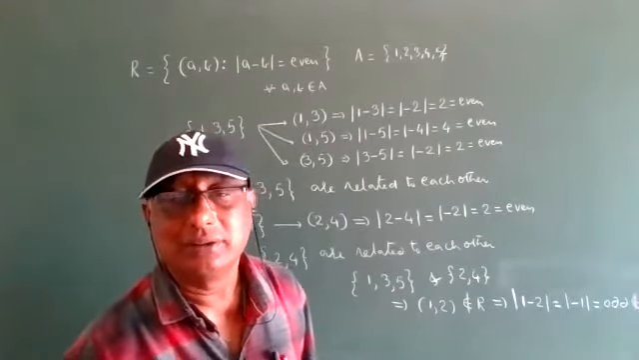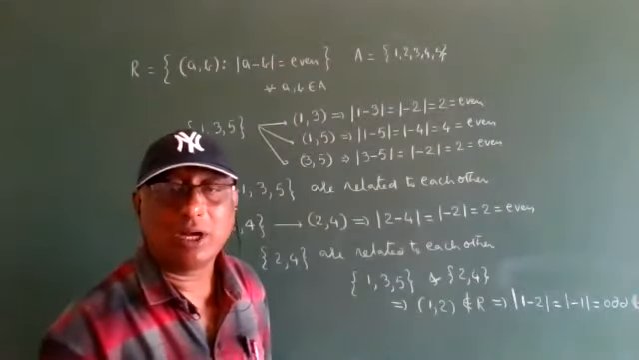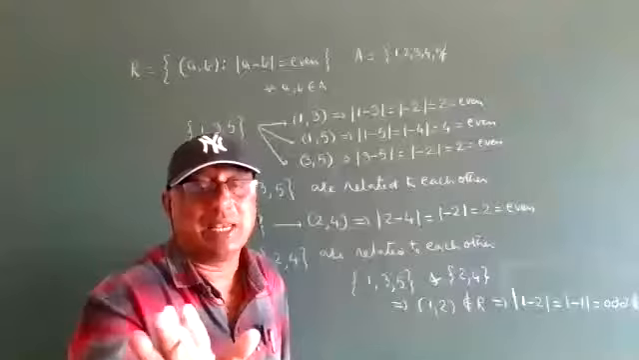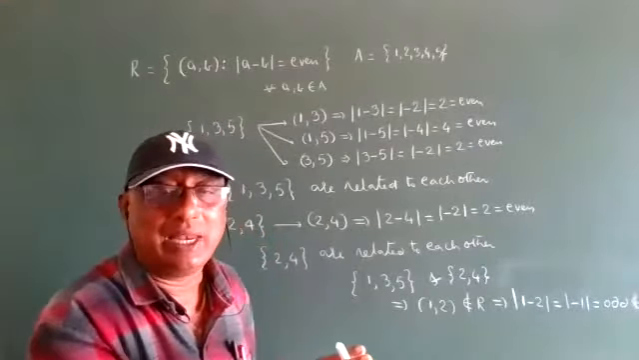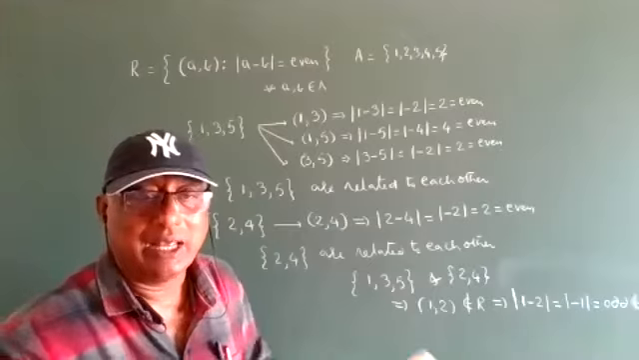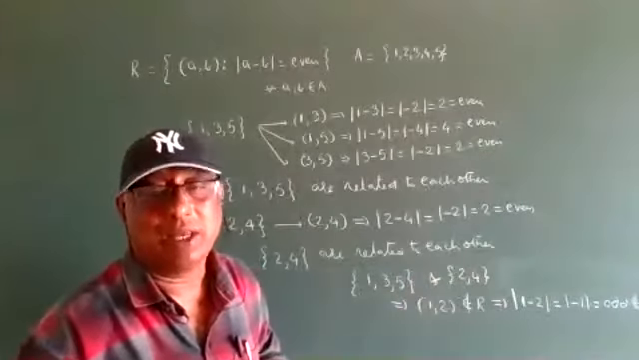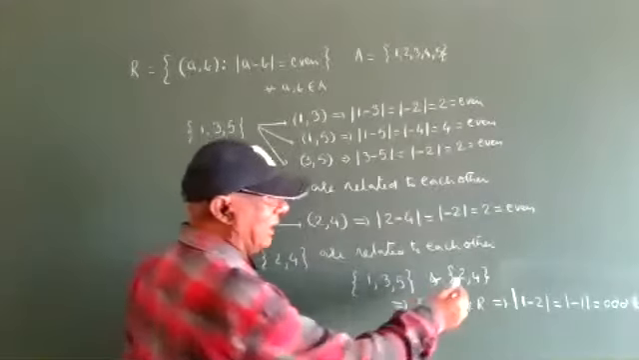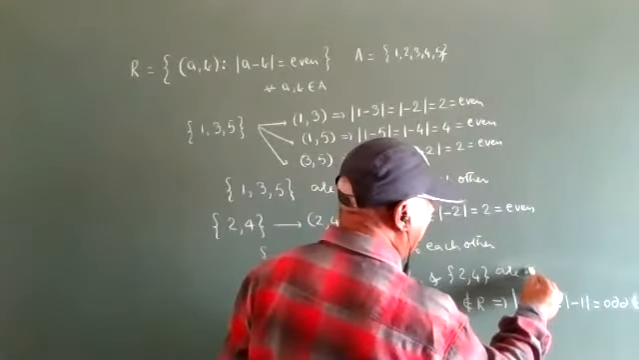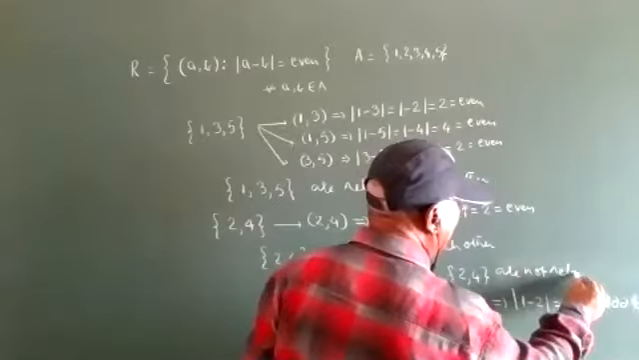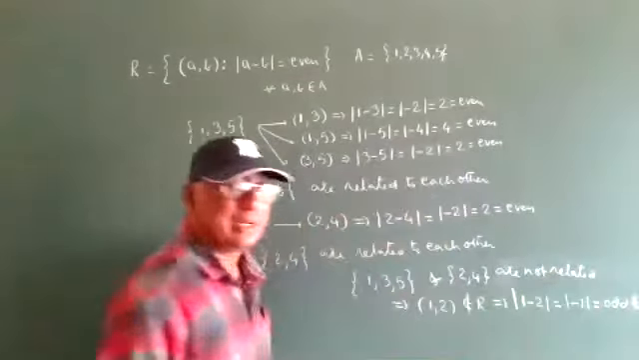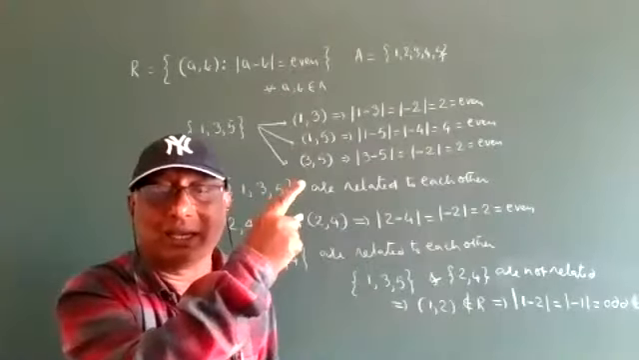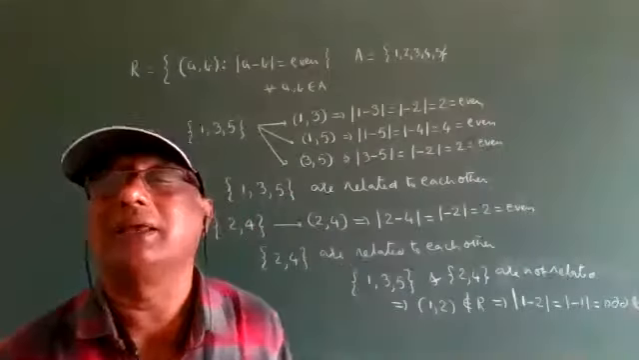Is it clear, everyone? So 1, 3, 5 and 2, 4 are not related to each other. 1, 3, 5 are related among themselves, and 2, 4 are related among themselves, but the two sets are not related. Now write down: 1, 3, 5 and 2, 4 are not related, because they do not obey the relation; we are not getting an even number.